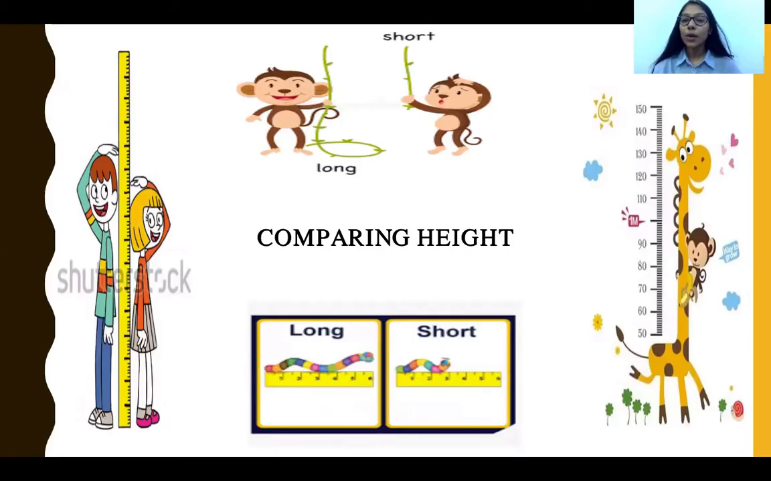Now let's talk about comparing height. Have you ever noticed that Mama and Papa keep on measuring your height to see how much you have grown, how much taller you have become? That is because your height also increases, and we compare heights of two objects by using taller or shorter.